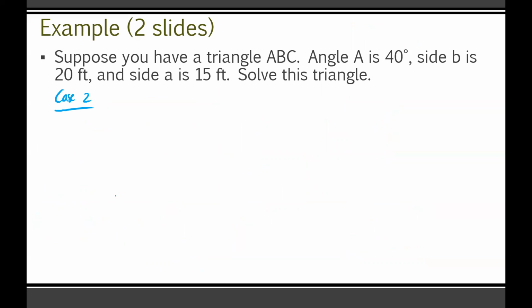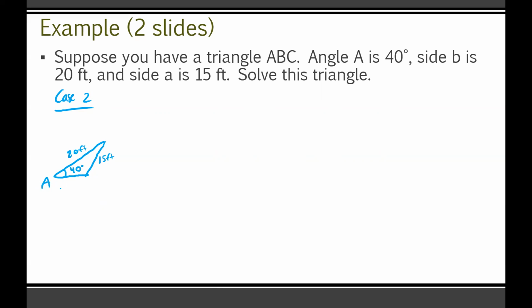So I'll draw just the case 2 triangle this time. It's going to look something like this. 40 degrees is still there. That was what was told in the question. We can't change the things we were told. We know this side is 20 feet, and then we know this side is going to swing back around this way at 15 feet.